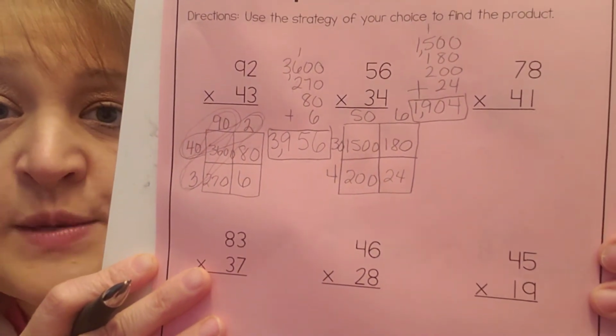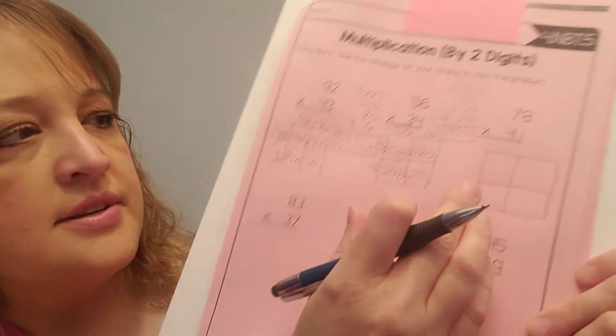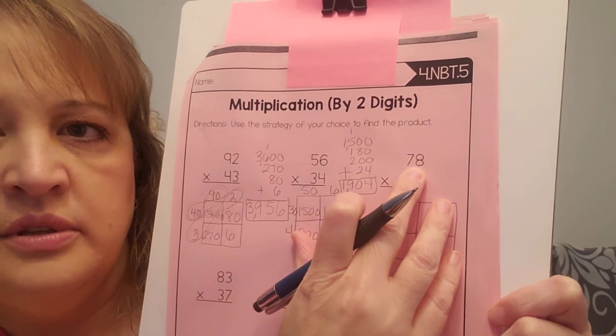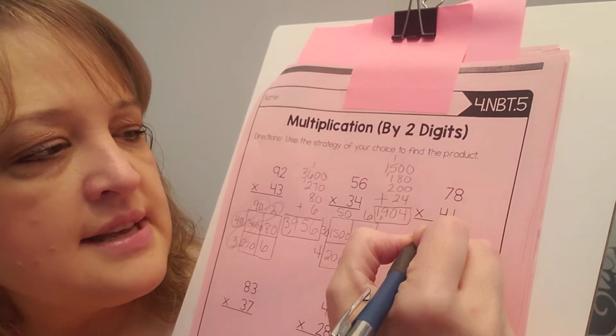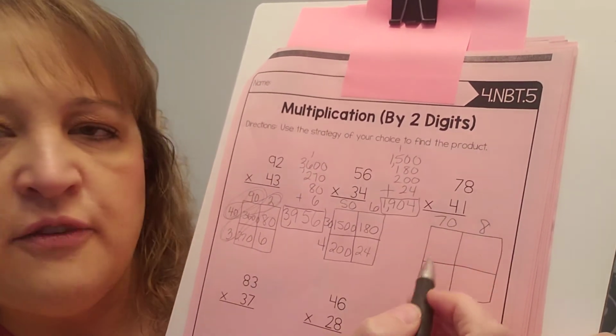All right, last problem. Let's see if you guys can do this a little bit more on your own. What are you going to do first? Draw the box. How many pieces are you going to split it into? A 2 by 2 gets split into 4 squares. All right. What are you going to do with this number? Expand it to what? A 70 and an 8. And what are you going to expand the 41 to?